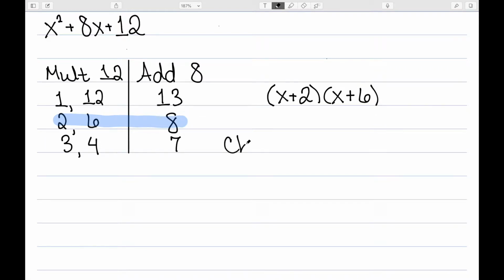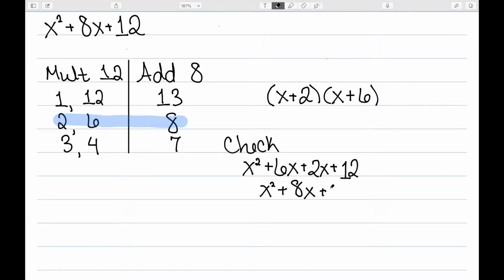And you can absolutely check this answer by FOILing it out. Our first terms would be x times x, that's x squared. The outside would be x times 6, or 6x. The inside, 2 times x is 2x. And the last two, 2 times 6 is 12. And once we simplify this by adding like terms, 6x plus 2x is 8x plus 12. And so we get it back to where we started, which is good. So this is correct. Let's do some more examples.